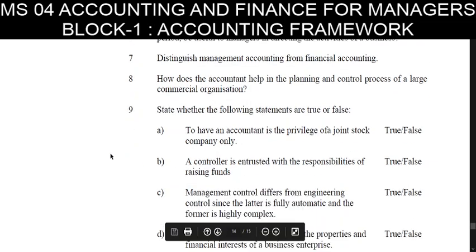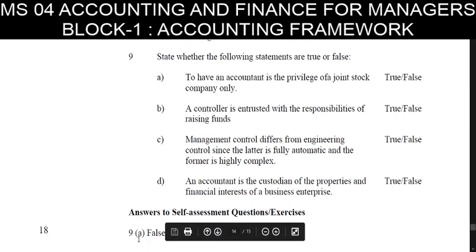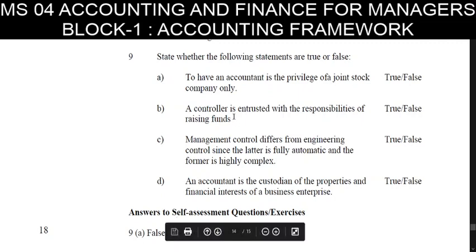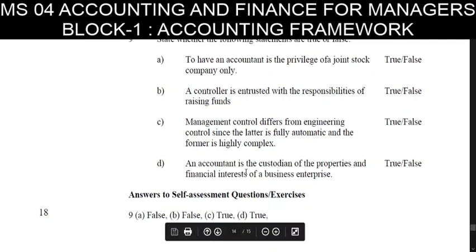Or you can write here, I need not explain. To have an accountant is a privilege of a joint stock company only. No, not necessarily. Any company can have an accountant. Ninth option A, false. A controller is entrusted with the responsibility of raising funds. No, it is the job of a finance manager. Yes, false. Management control differs from engineering control, since engineering control is fully automatic and the former is highly complex. Is the statement true? Yes, it's true. An accountant is the custodian of the properties and financial interests of a business enterprise. Absolutely true.